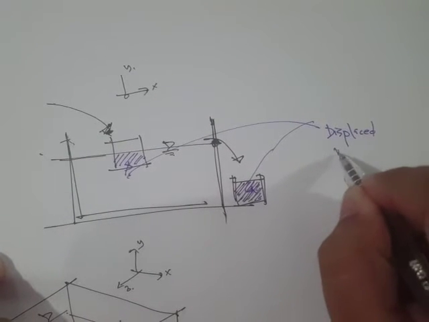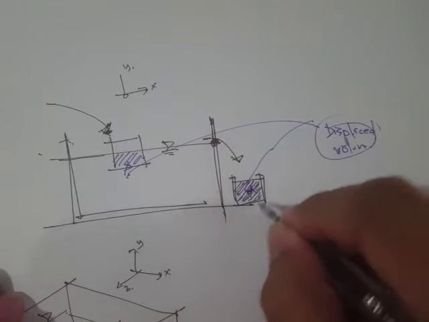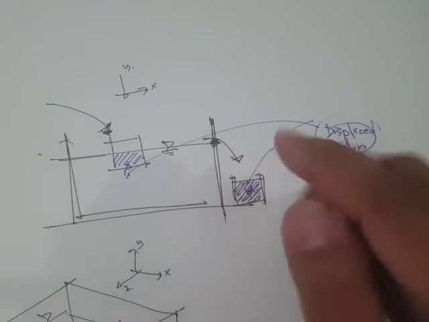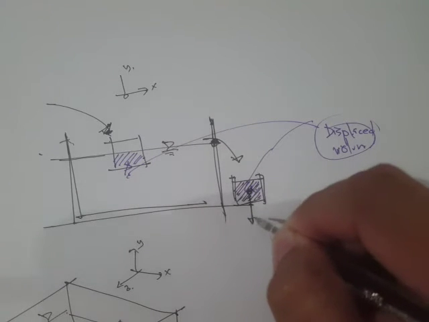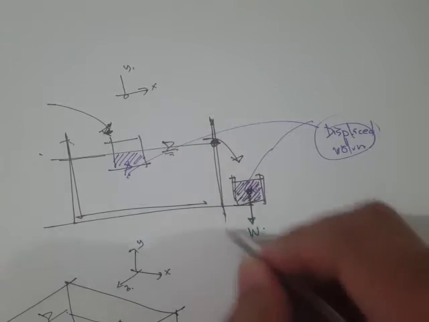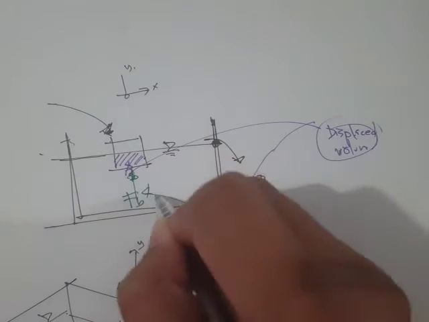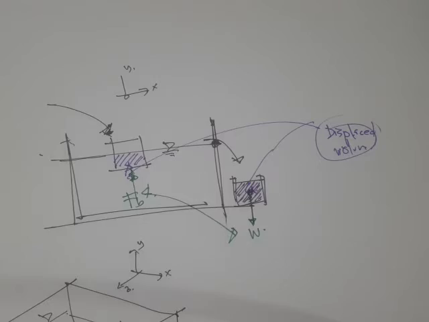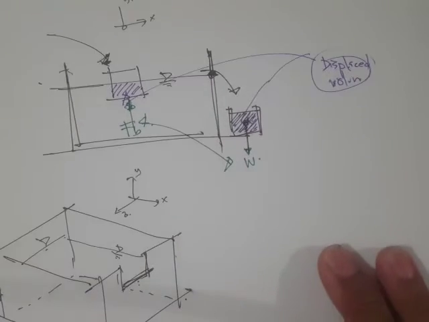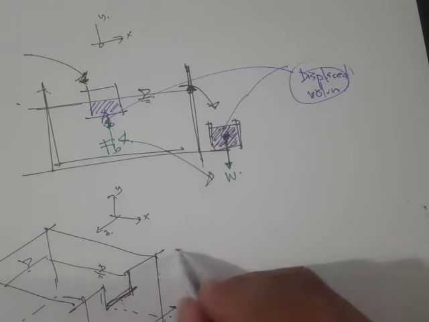Okay, so displaced volume, and the weight of this displaced volume. Since it has a volume plus a unit weight, we can determine the weight of this displaced volume. So this weight is equal to the buoyant force, F sub B. Okay, so that's the idea behind this buoyancy phenomenon.